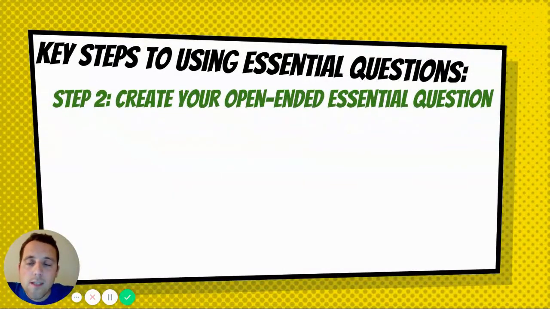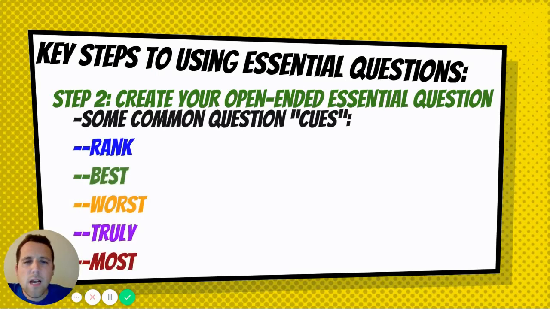So step 2, keeping in mind what that baseline expectation for learning is, I'm now going to create an open-ended essential question, which again allows for them to achieve the baseline understanding while also digging deeper. Some common question cues you can use could be to rank or determine what's the best of something or the worst of something, what's truly or the most. For this inquiry, we're going to use the following example.